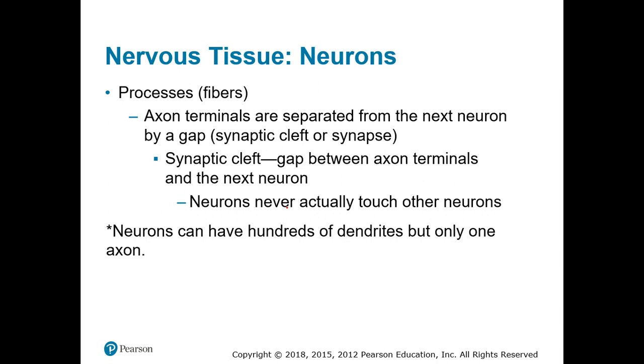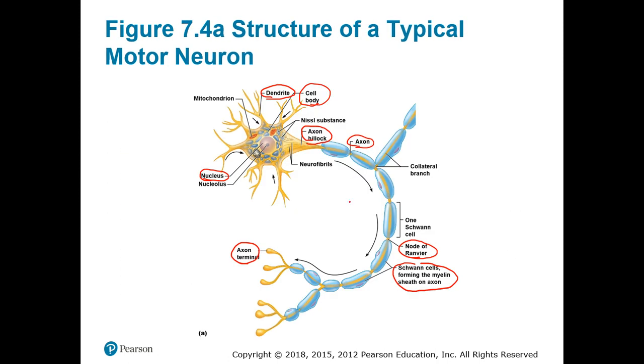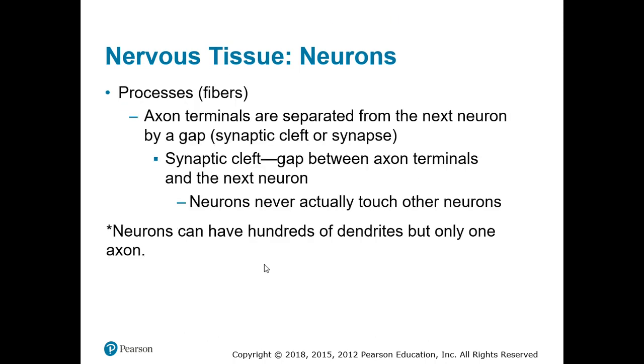This is the gap between the axon terminal and the next neuron, because neurons, just like muscles and neurons, never actually touch one another. So again, if I'm going back up to this picture, here's my axon terminals, the very end. If there was another neuron here, you would see that they would never physically touch, and there would be a little gap here called the synaptic cleft. So again, neurons have hundreds of dendrites, but only one axon.